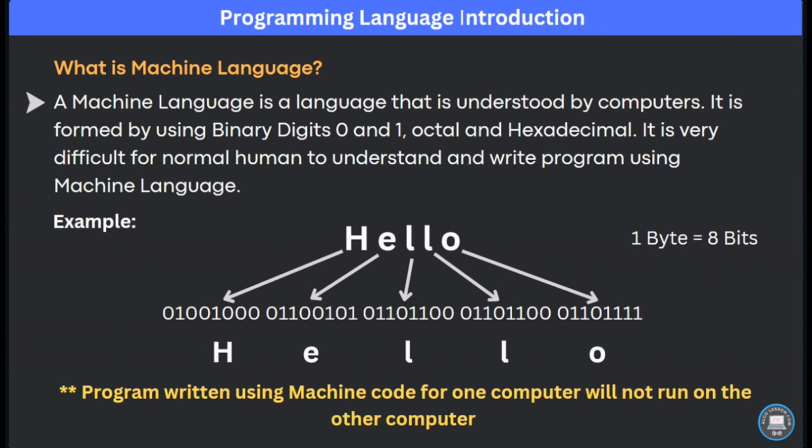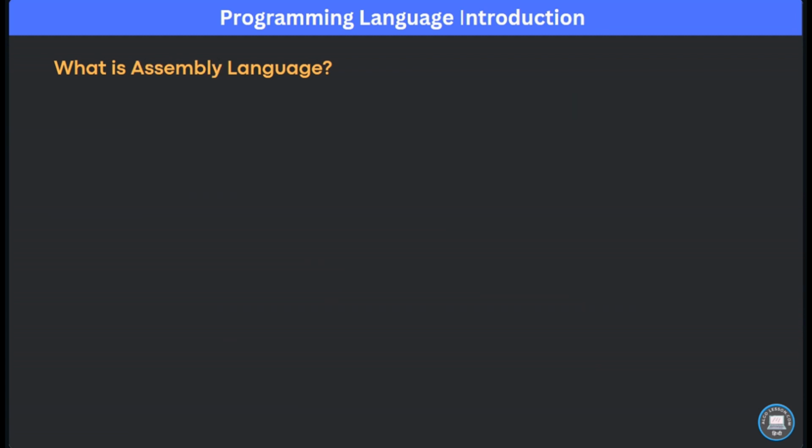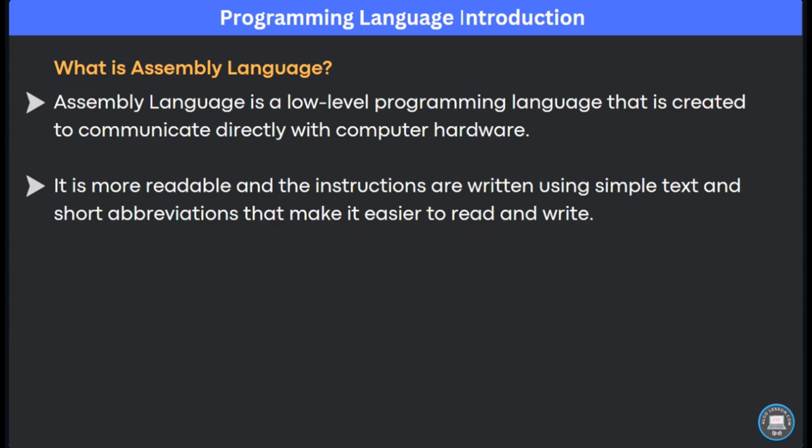Now, if there is a problem, there must be a solution. So we introduce a new language called assembly language. Now let's understand how assembly language solves the problems we are facing with machine language. Assembly language is a low-level programming language that is created to communicate directly with computer hardware. It is more readable, and the instructions are written using simple text and short abbreviations that make it easier to read and write.